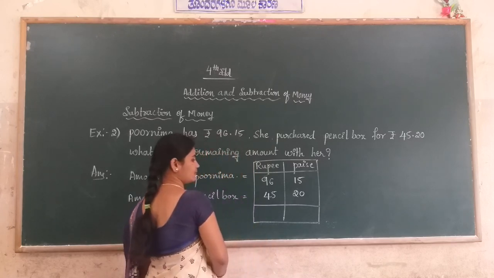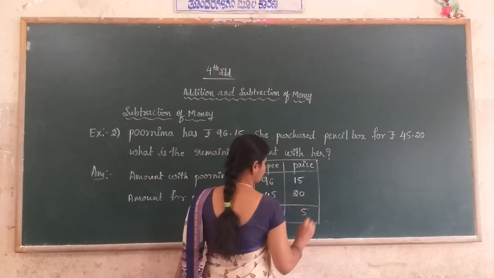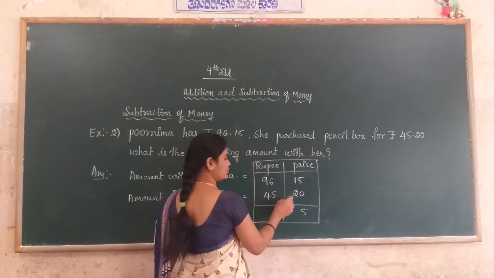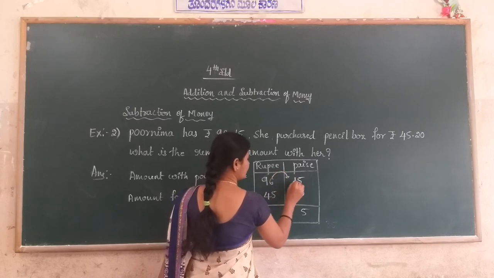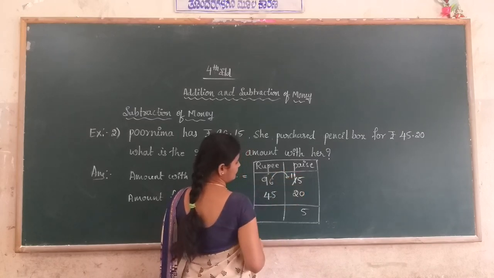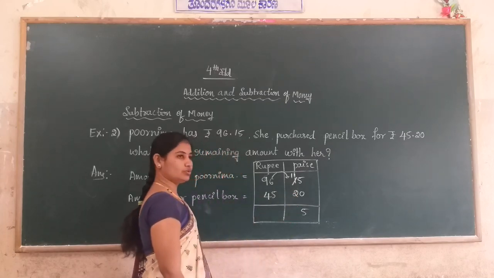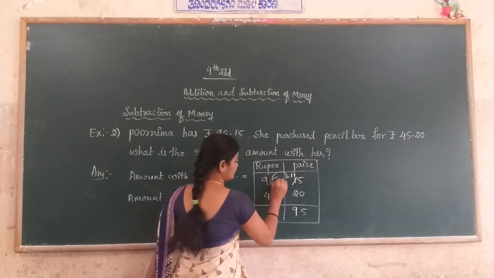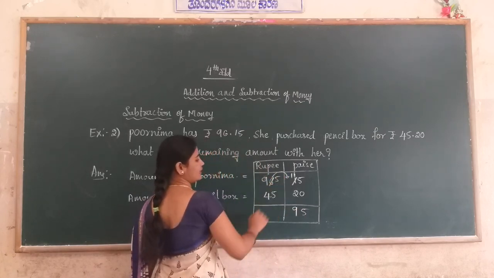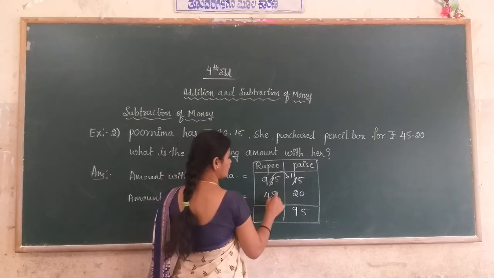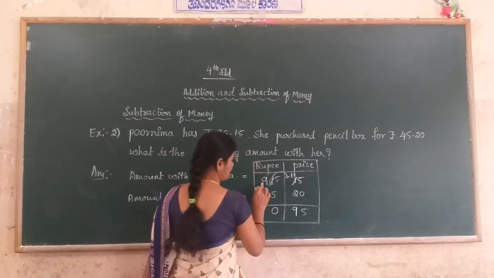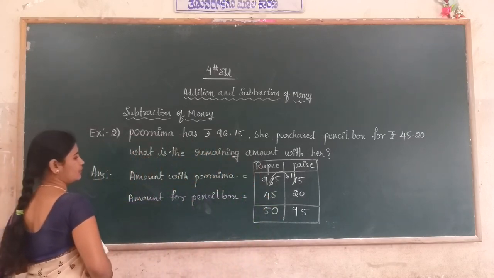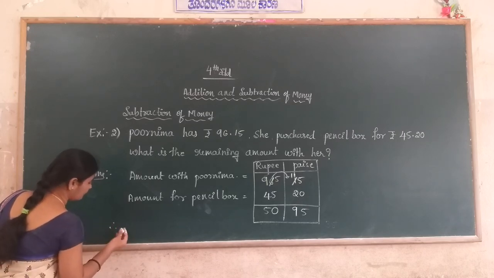Do the subtraction. 5 minus 0, 5. 1 minus 2 is not possible because 1 is less than 2. You take a borrow from the rupee. It will become 11. 11 minus 2 is 9. It is 5. 1 is taken as a borrow, that's why it is a 5. 5 minus 5 is 0. 9 minus 4 is 5. What is the remaining amount with her? ₹50.95.